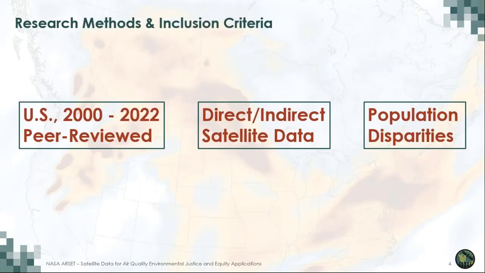We followed a 5-step review framework and the PRISMA reporting method. Our study's inclusion criteria were first to be US-based peer-reviewed studies published between 2000 and 2022. Second, that authors use direct or indirect satellite data as an independent variable to observe and measure an environmental condition. And third, that authors reported on some differential exposure, vulnerability, or other environmental condition that was observed using satellite data, which could also cause population disparities.